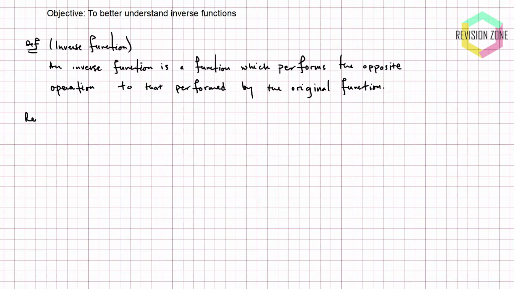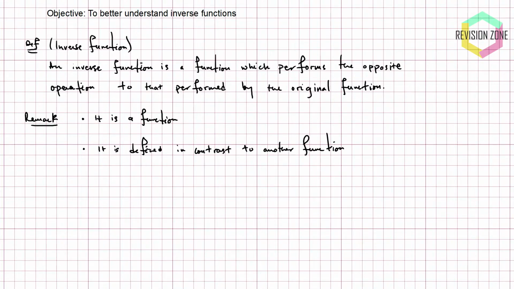So let's actually look at some remarks to try and better understand this definition. The first thing is the inverse function is actually a function. The second thing to keep in mind is it is defined by contrast to another function. So you've got to have some function defined first, and then you can define what's called the inverse function. So it is defined in contrast to another function. And the third key thing about it is it actually does the opposite to the other function. So let's call that other function the original function. So we say it does the opposite to the original function.